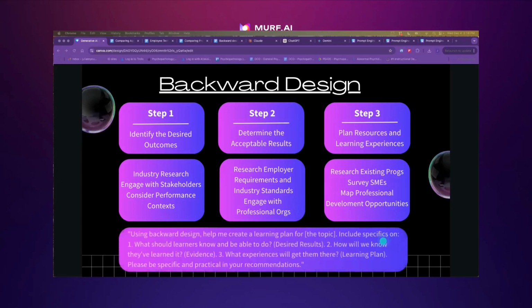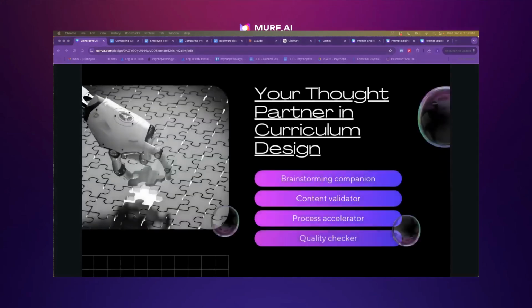Now we say, using backward design, help me create a learning plan for blank topic, include specifics on, and then I'm giving it all the specifics. So I'm going to show you what this actually looks like.